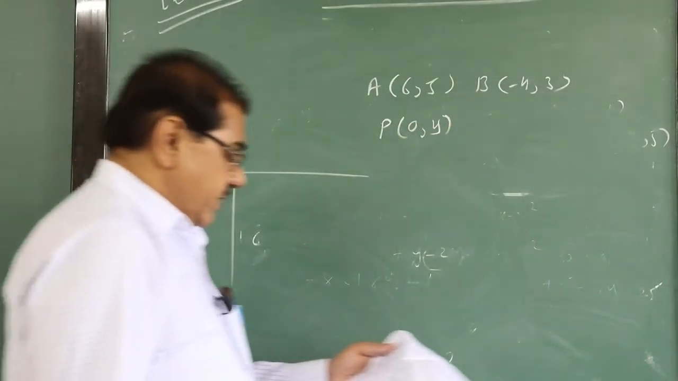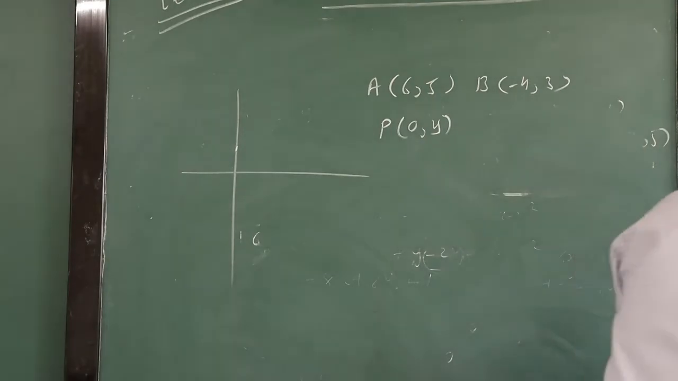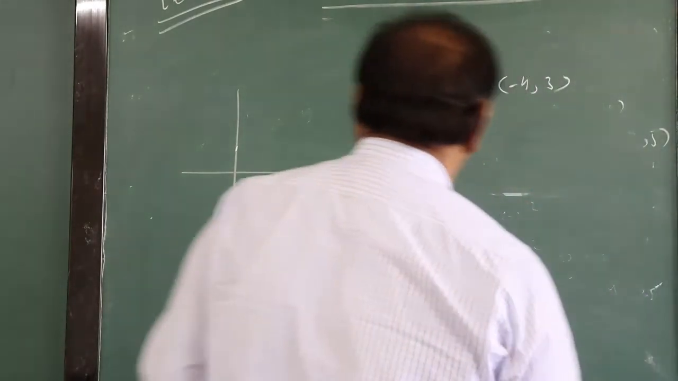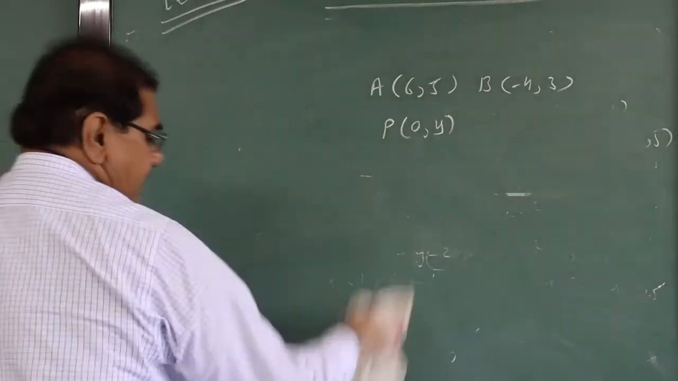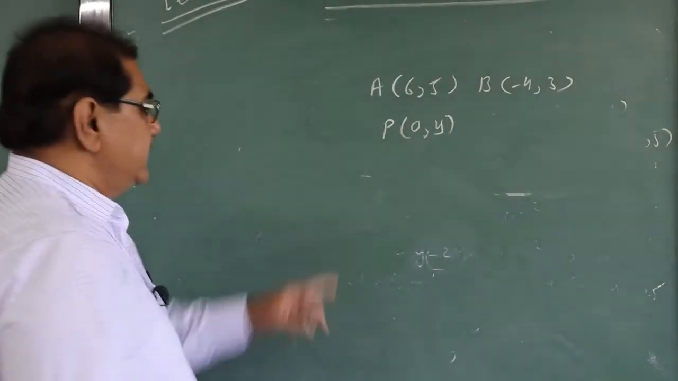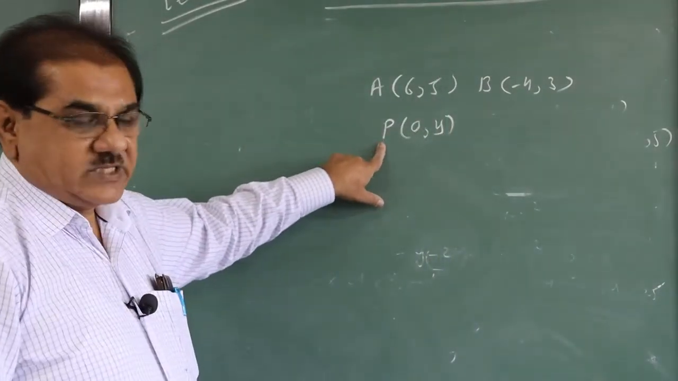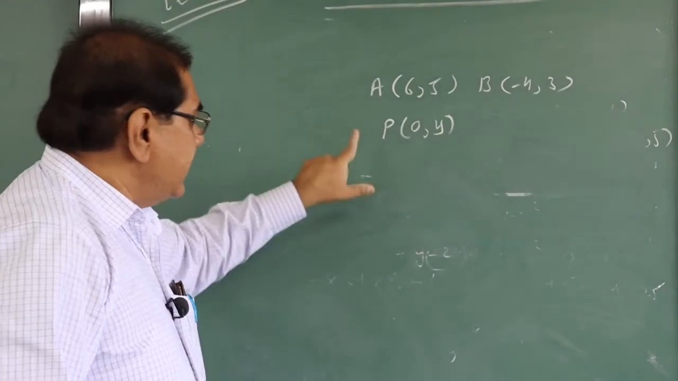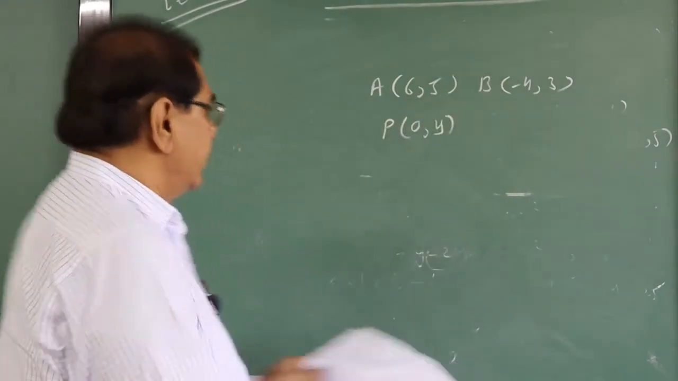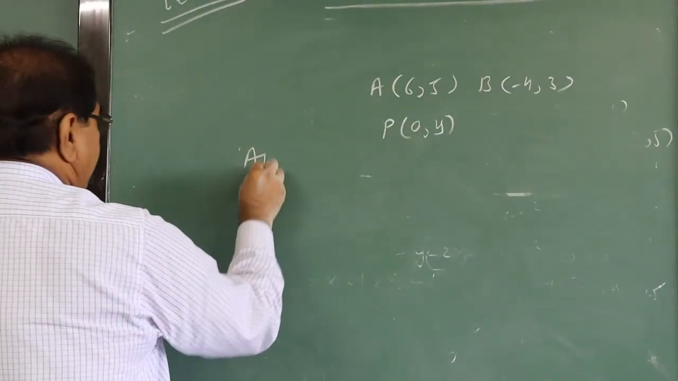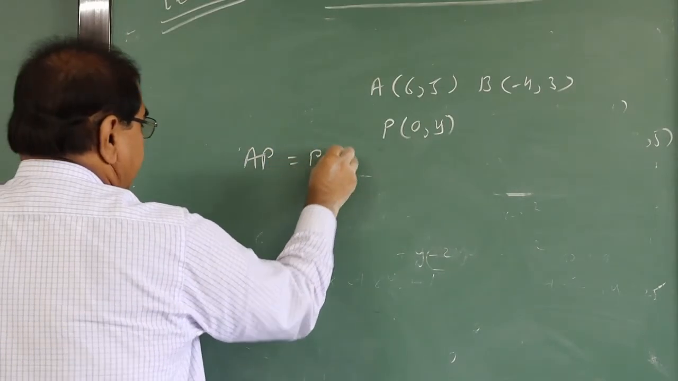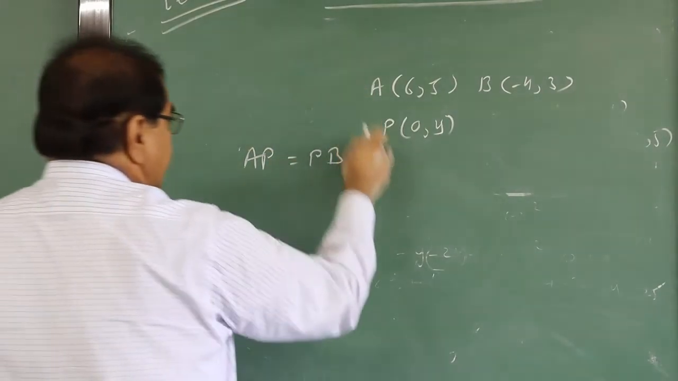Okay. So you want to find out the value of y, or what is the point. What are the coordinates of point P? What is the condition? This point P lies on the y-axis and it is lying equidistant from A and B. So again I can go for AP is equal to PB. AP means these 2 points.